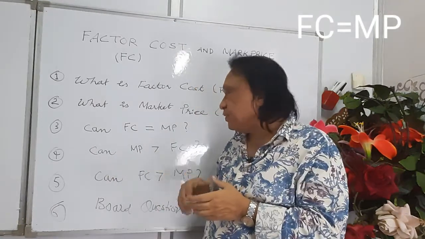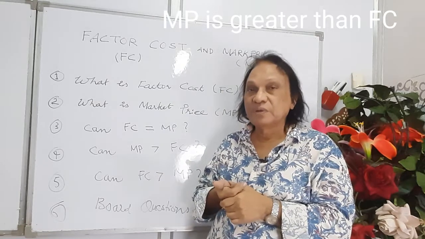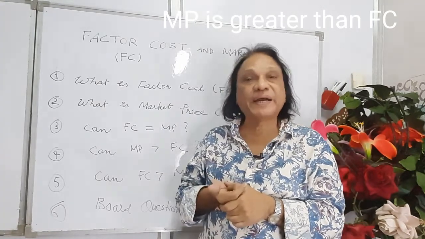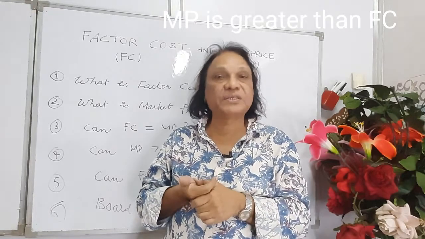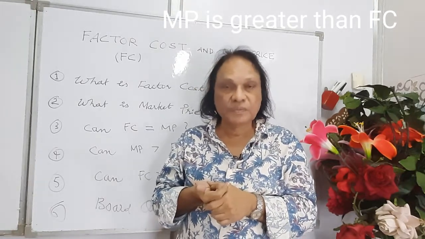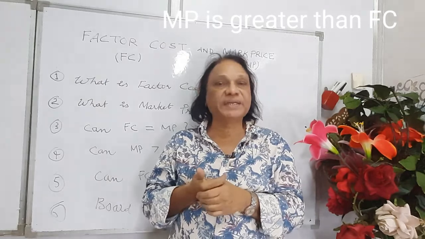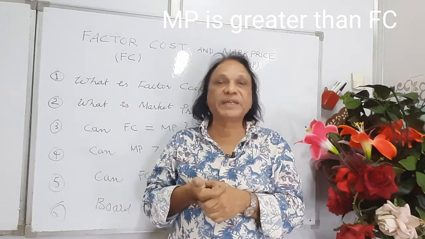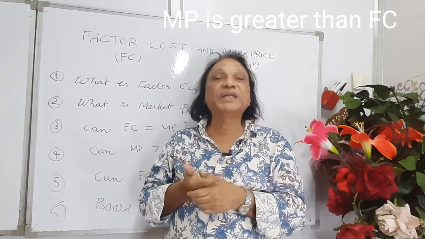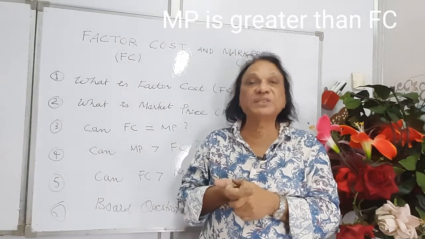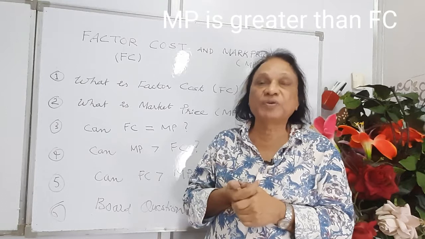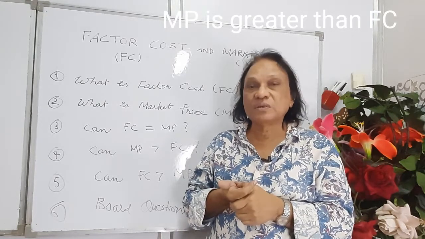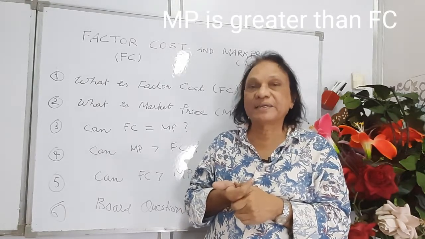Can market price be greater than factor cost? Yes, market price can be greater than factor cost when NIT is positive. NIT is equal to indirect taxes minus subsidies. When indirect taxes are more than subsidies, NIT is positive. So you are adding positive NIT to the factor cost, and market price will be greater than factor cost.